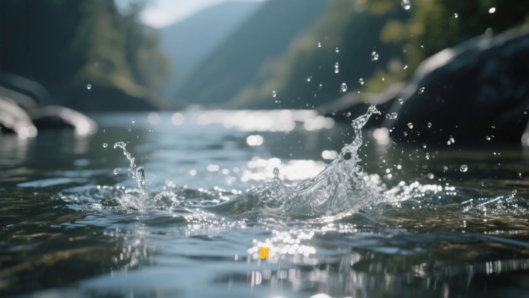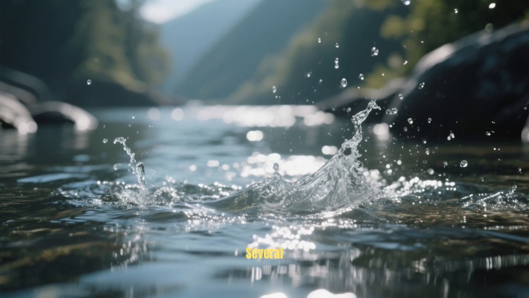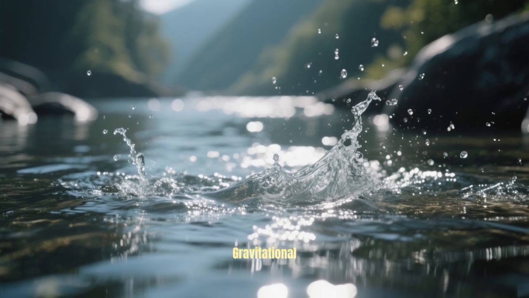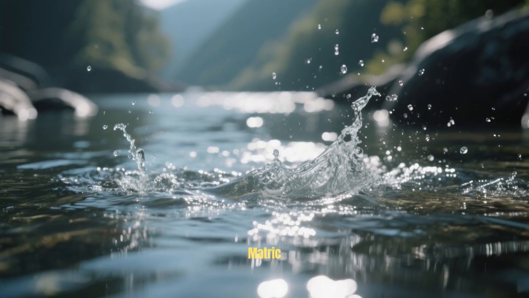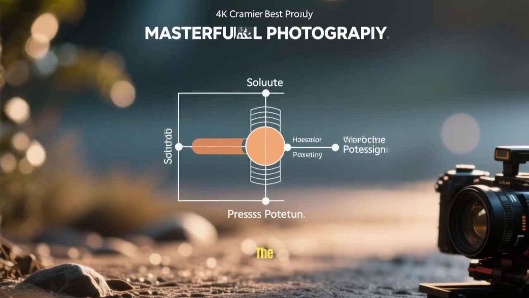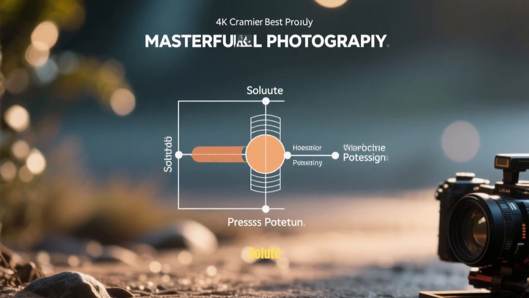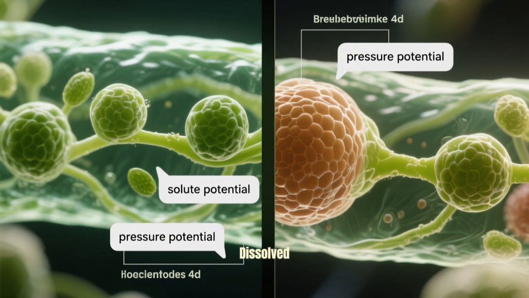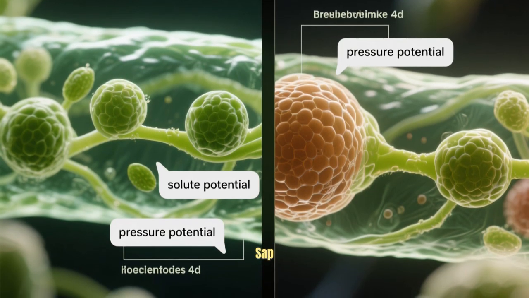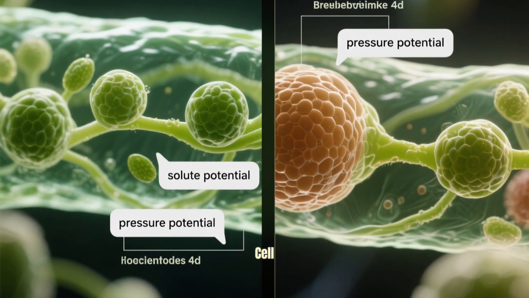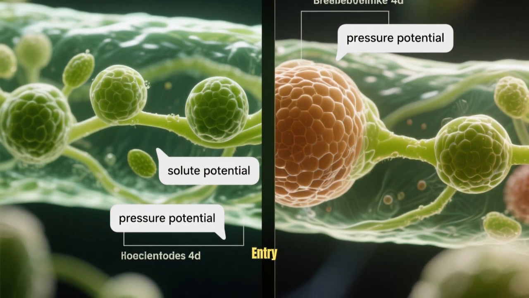The water potential of a plant cell is influenced by several components, including solute potential, pressure potential, gravitational potential, and matrix potential. In most physiological studies, the major components considered are solute potential and pressure potential. The solute potential results from dissolved substances within the cell sap, while pressure potential represents the physical pressure exerted on the cell walls due to water entry.